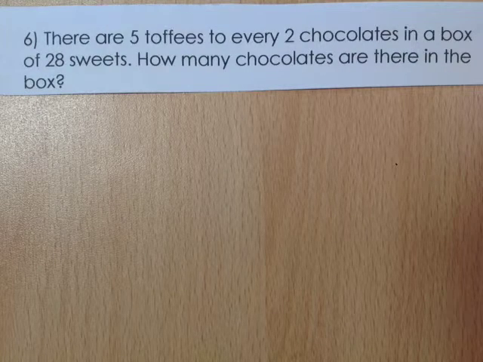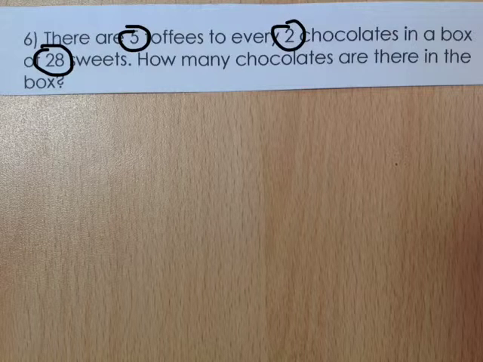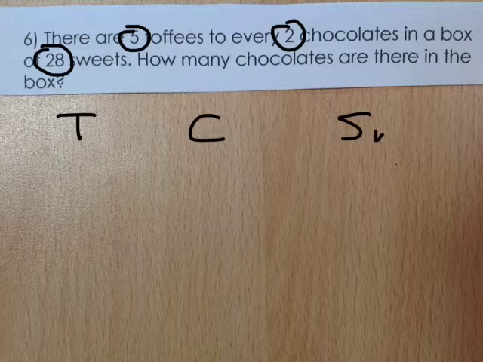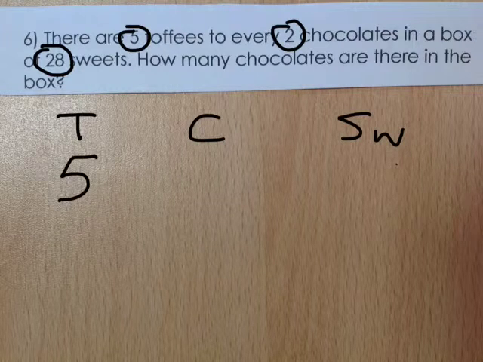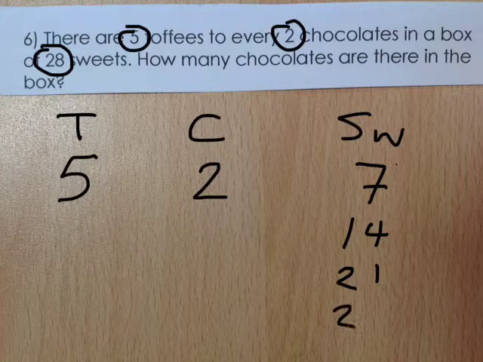There are 5 toffees to every 2 chocolates in a box of 28 sweets. So we've got a 28, we've also got a 5 and a 2. 5 and a 2 is 7, 7 fours are 28. There's going to be a relationship there. Let's set it up as a table again. Toffees, chocolates, total sweets. 5 toffees, 2 chocolates, total sweets. There's 28 altogether, so it's going to go 7, 14, 21, 28.